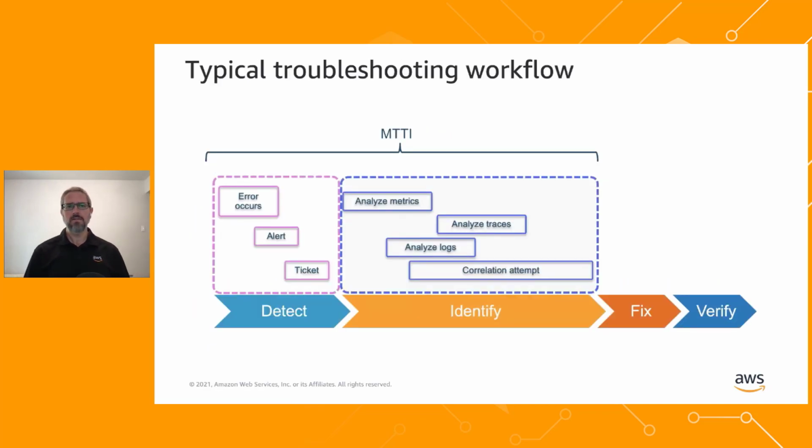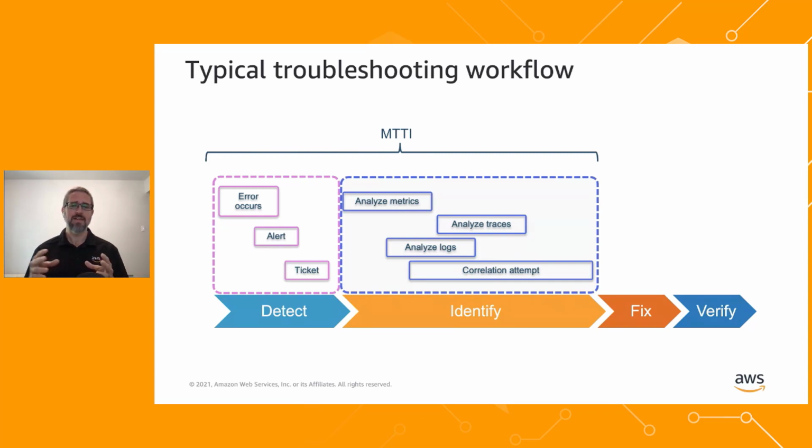So now let's look at a typical troubleshooting workflow that DevOps and system administrators and developers everywhere will experience. First, an error occurs. A system goes down. A website goes down. Something bad happens. This is usually followed by an alert. So your aforementioned monitoring and alerting system will issue an email or will page somebody. And then this leads to a trouble ticket being created. This first stage of troubleshooting is referred to as the mean time to detection. And customers are generally very good at being informed when something has gone wrong.